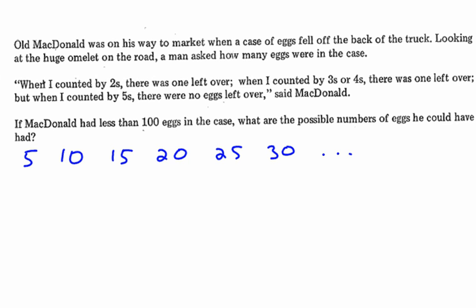When 2 goes into it, there's 1 left over. So really anything that ends in a 0, like the number 10, 2 goes into that evenly. So again, we're to the point where we can cross off anything that ends in 0, because that doesn't work with that other clue. So we've already cut things in half. So I think that list is going to get very small very quickly, and then you'll be able to use the 3s and the 4s to really narrow down that list and come up with exactly how many eggs were in the case.